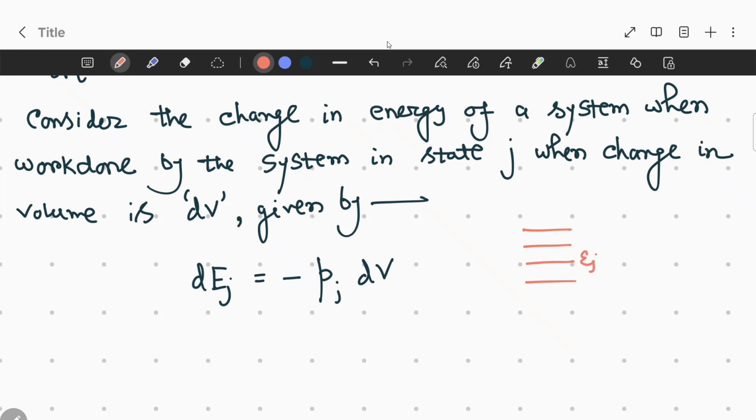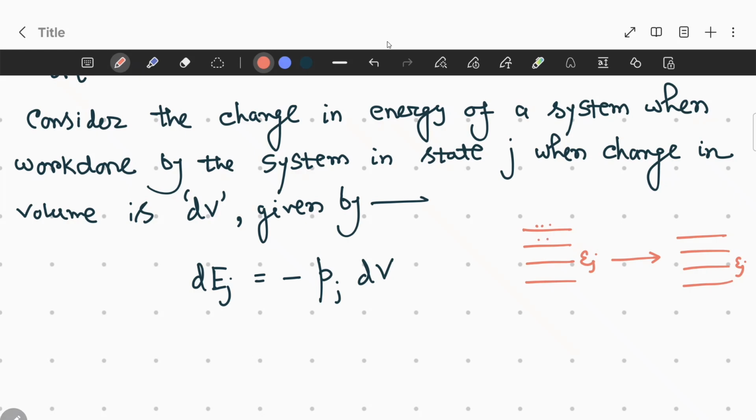Let's say this is our EJ level. If the work done is happening, then volume is changing. So now these are the energy levels. EJ is now changed, right? The value of the jth energy level, EJ, is changed right now. The population is not changing. The population is the same.